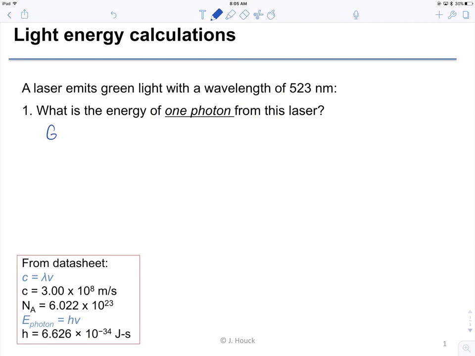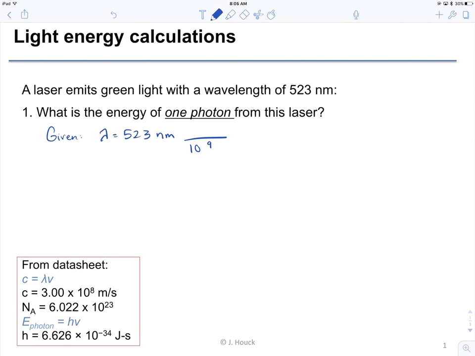So what is given here is the wavelength of 523 nanometers, and we know that most of the time we're going to need to be dealing with this in meters. So there are 10 to the 9th nanometers in 1 meter. So this would be written as 523 times 10 to the negative 9th meters.